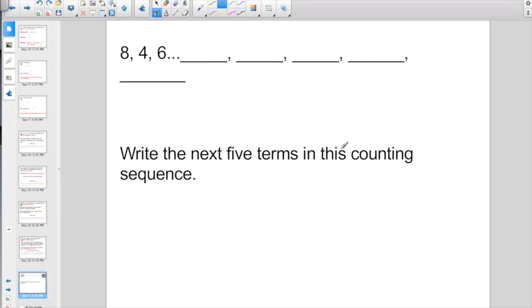Write the next 5 terms in this counting sequence. We've been doing this since lesson 1, right? Take a look at the rule. Looks to me like we're counting down by 2s. So the next number would be 4. Then we'd have 2. Then we'd have 0, but here's where it gets new and interesting.